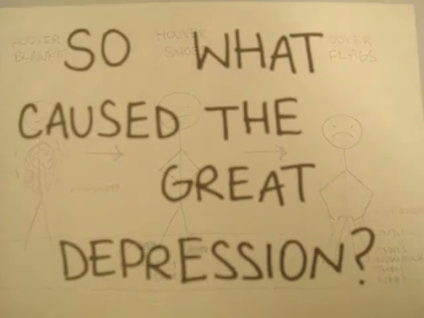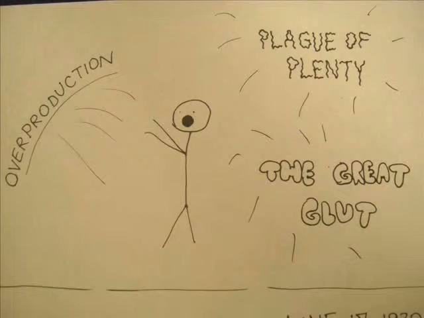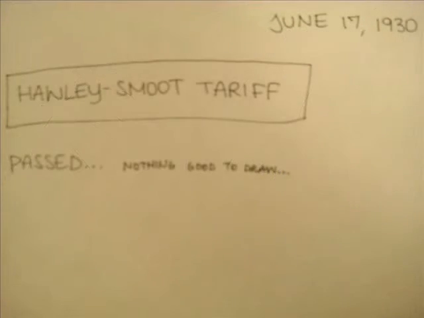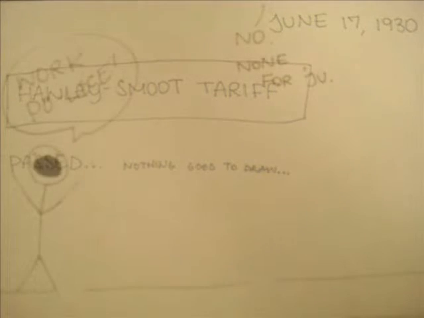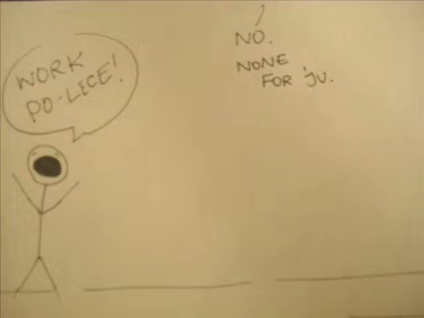So what caused the Great Depression? One main factor was overproduction. Times actually were known as the Great Glut and Plague of Plenty. The Hawley-Smoot Tariff, passed June 17, 1930, raised U.S. tariffs on over 20,000 imported goods. This was the second highest tariff passed in the U.S. ever. The Depression continued to worsen.